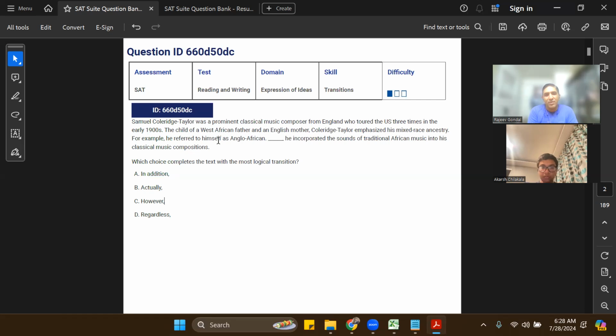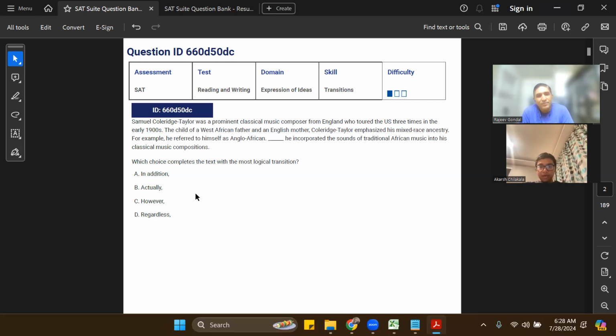So see what is the type of transition happening between these parts. How are the two parts related to each other? And then figure out the right one. It would be A, right, sir? Yeah, how do you figure it is A?